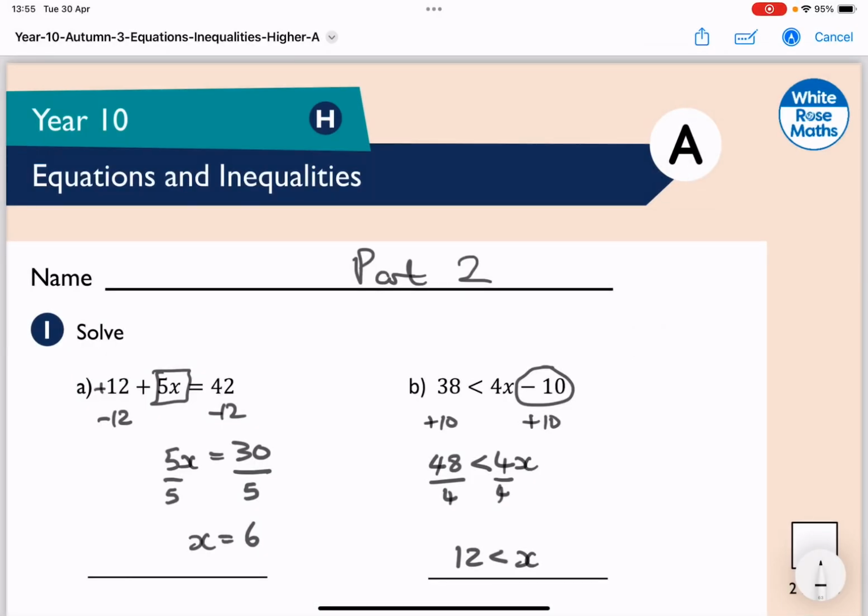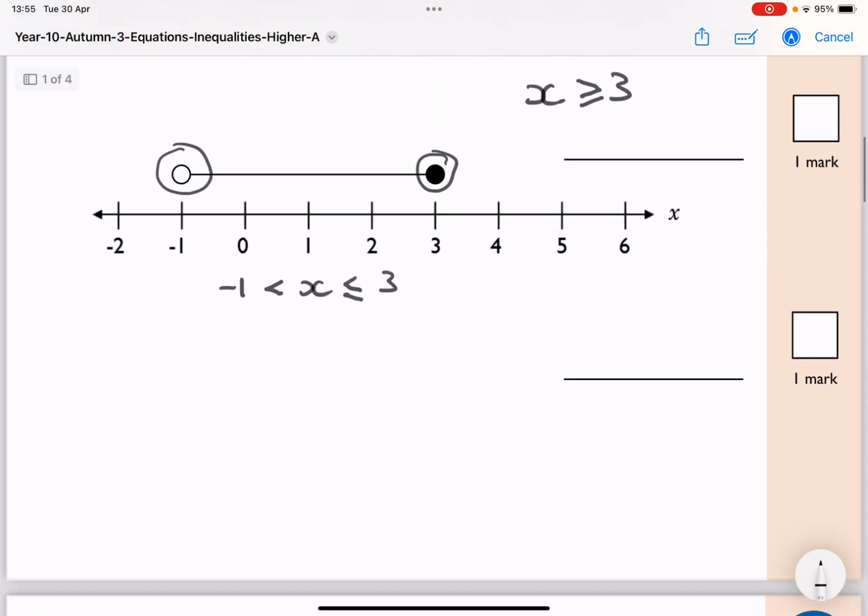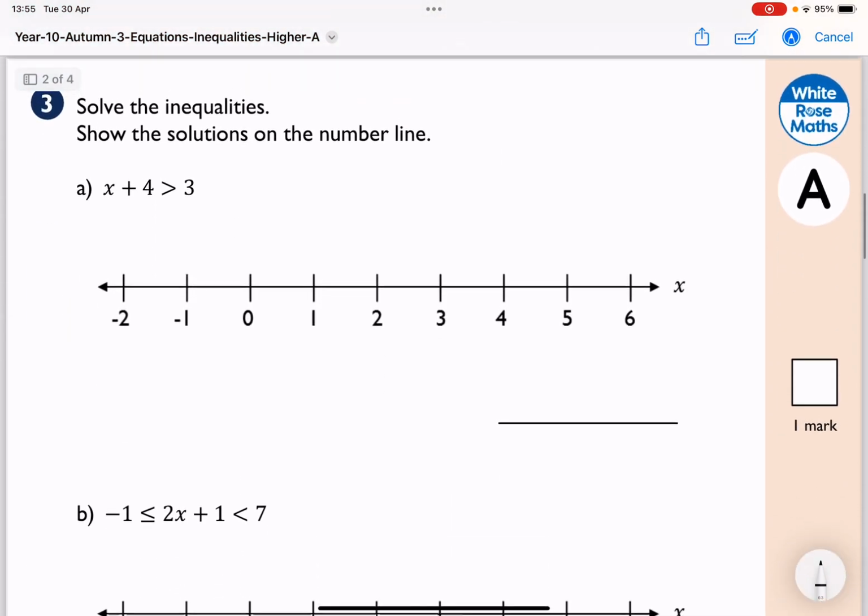Okay, Year 10, Equations and Inequalities, Part 2 for the higher. Let's go down to here. So we've got solve the inequalities, show the solutions on the number line. First of all, when I want to draw anything on the number line, I want it to be x on its own. So just like an equation, I'm going to take 4 from here and do it from both sides. So what I've got is x is bigger than 3, take 4.